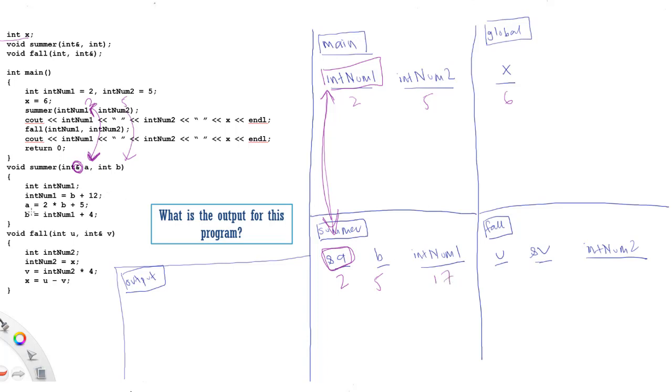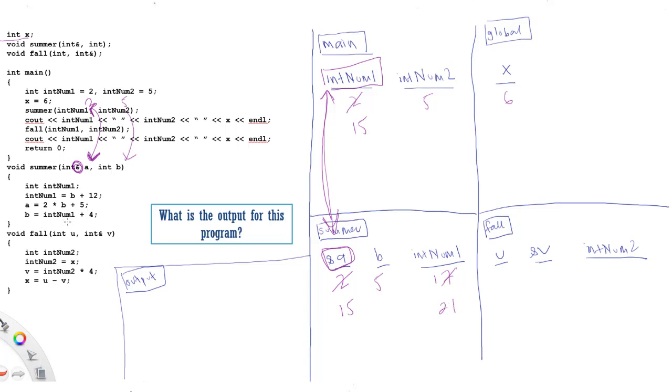Alright, so then a equals 2 times b plus 5, so we do the times first. 2 times b is 10, 10 plus 5 is 15, so this is stored inside a. So a is now changed to 15. Since a is a reference parameter, automatically int num1 will also be updated to 15. Alright, b equals int num1 plus 4, so 17 plus 4 is 21.